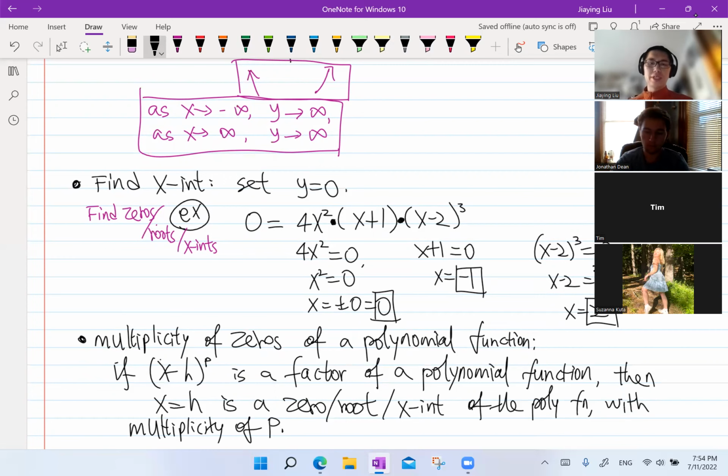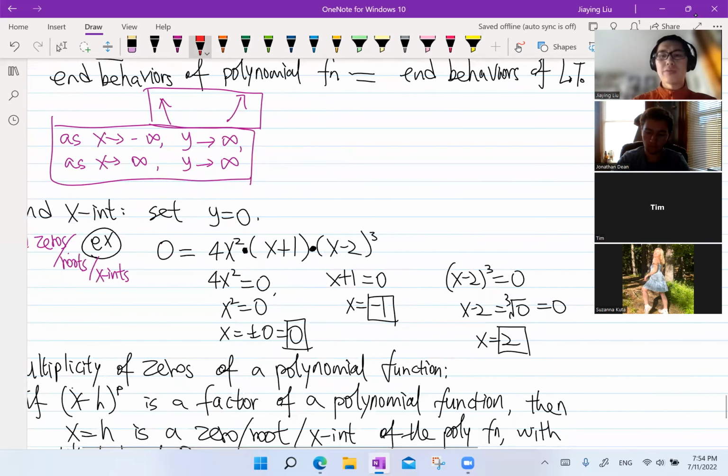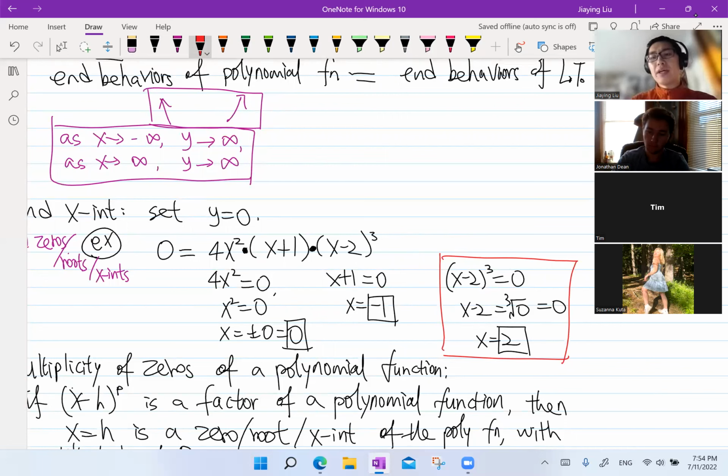For example, let's take the simple example on the right here. When we were solving x minus 2 cubed equals 0, right? And we end up with x equals 2, that's the x-intercept. But because in the process, when we take the cube root, so we had x minus 2 cubed, so the x equals 2 actually repeats itself 3 times.